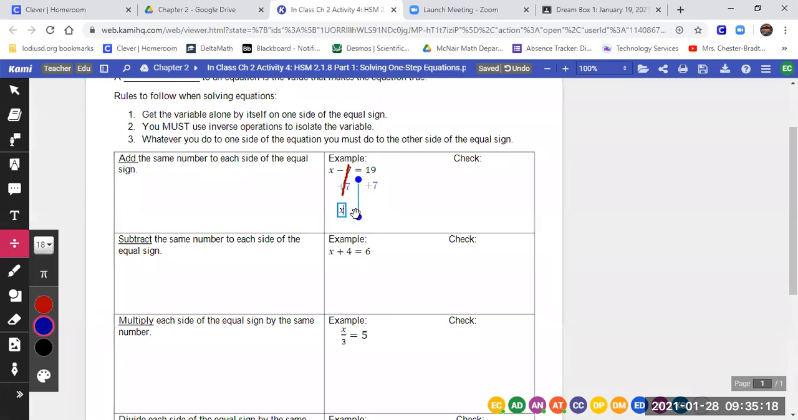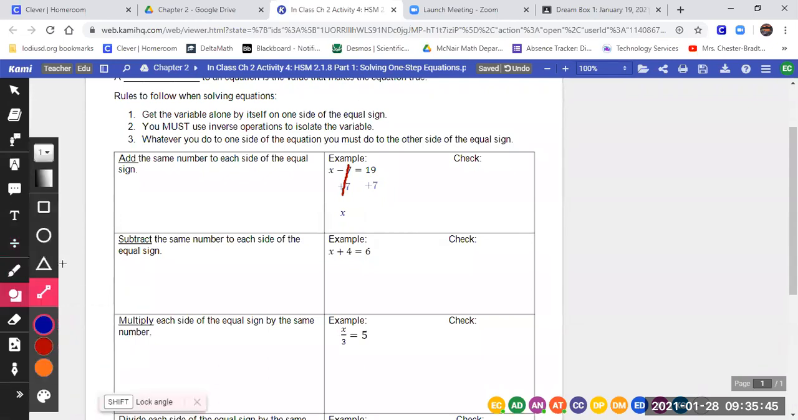Let's see if I could shorten this a little bit. Can I shorten it? Come on, work with me. No. So I am going to put a new line in because I want the equal sign. Okay, all that's going to be left is x because 7 minus 7 is 0.